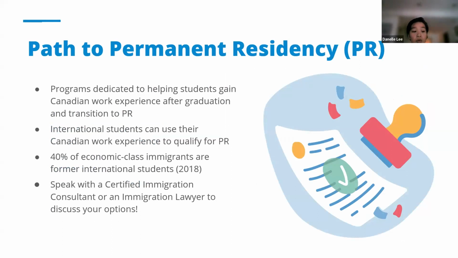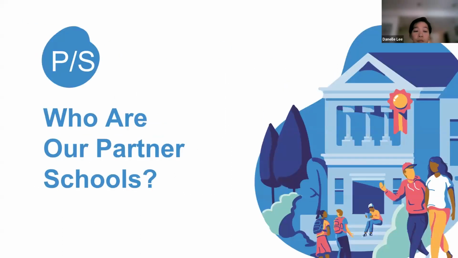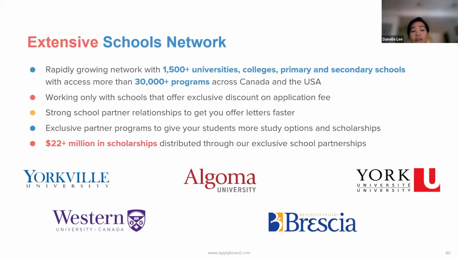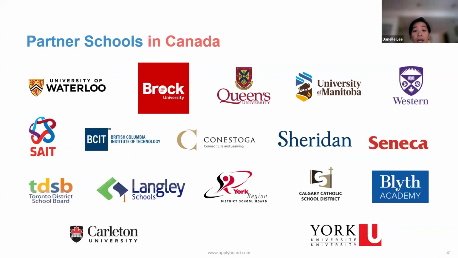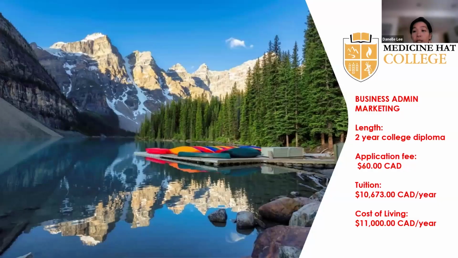And after you study, you will be able to go for the PR application as well. Who are our partners to go? We actually have over 1,005 universities and colleges, as mentioned by Baudette just now. So we have many universities and colleges that could suit your budget and your results as well. Just let us know what you want, okay?